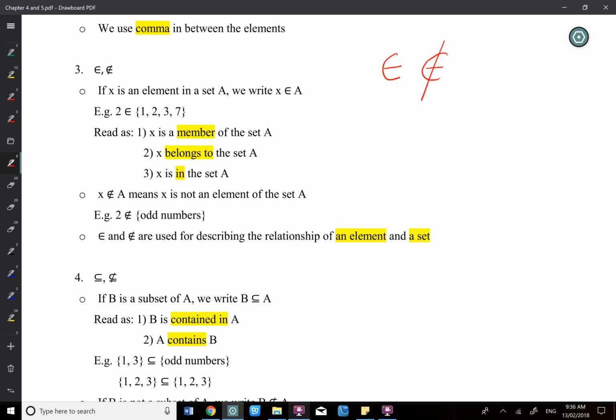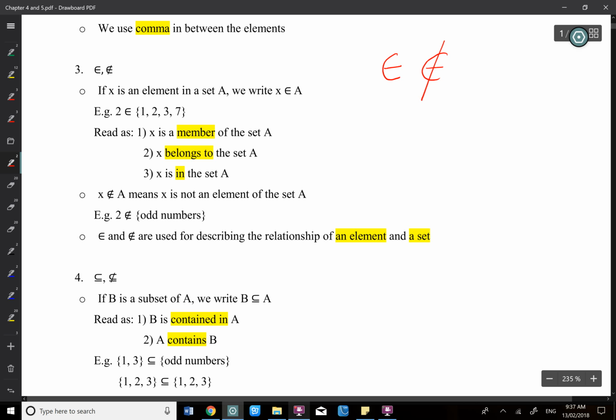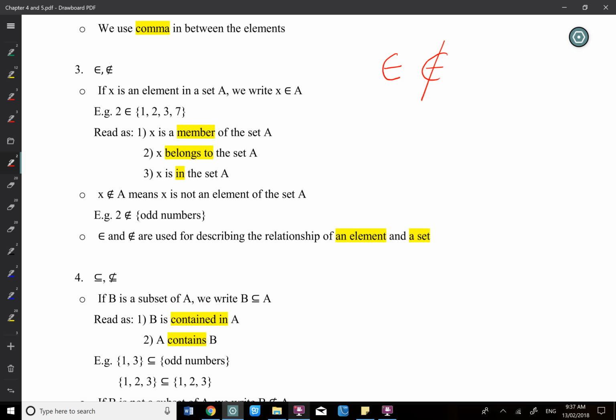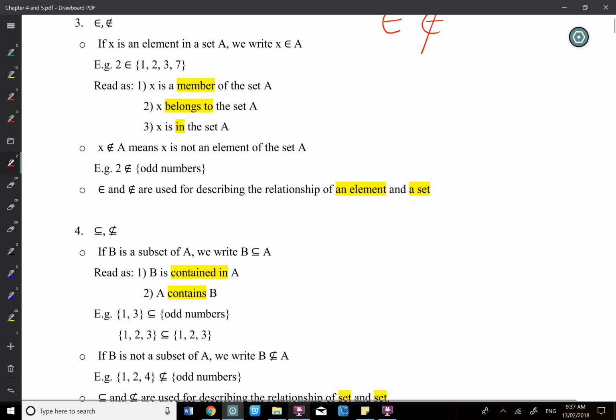So this is talking about whether some element is in the set or not in the set. The set is like a club, and the element is like a member. Is that person a member of that club? Do I belong to that club or not? So x is an element in set A. We read x belongs to A. For example, 2 belongs to a set because 2 is one of the elements in the set. We read it as x is a member of set A, or x belongs to set A, or x is in set A. All good.